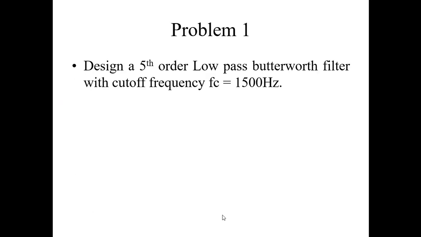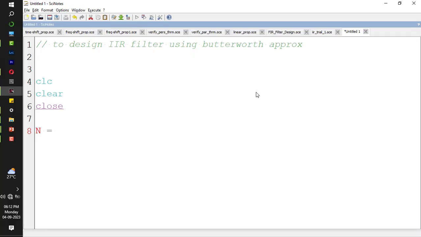This is the filter specification we have. We have to design a fifth order low pass Butterworth filter with cutoff frequency FC of 1.5 kilohertz. So order is 5 here. Type of the filter is low pass, approximation is Butterworth and cutoff frequency is 1.5 kilohertz. So we'll try to put it in SciLab. Order is 5. Cutoff frequency FC is 1500 Hz.